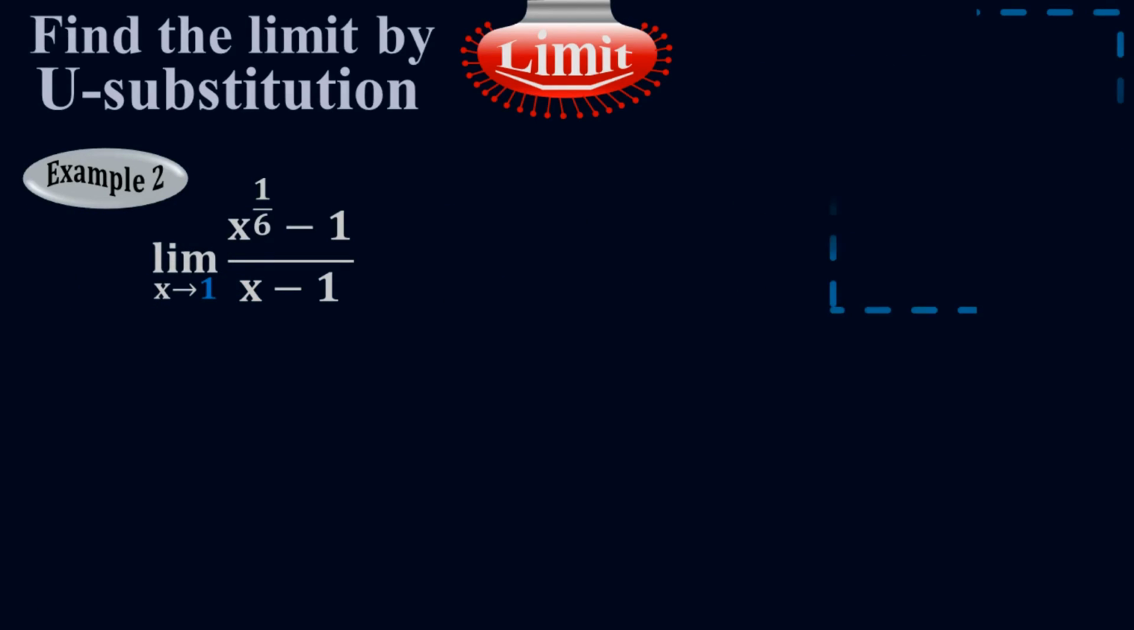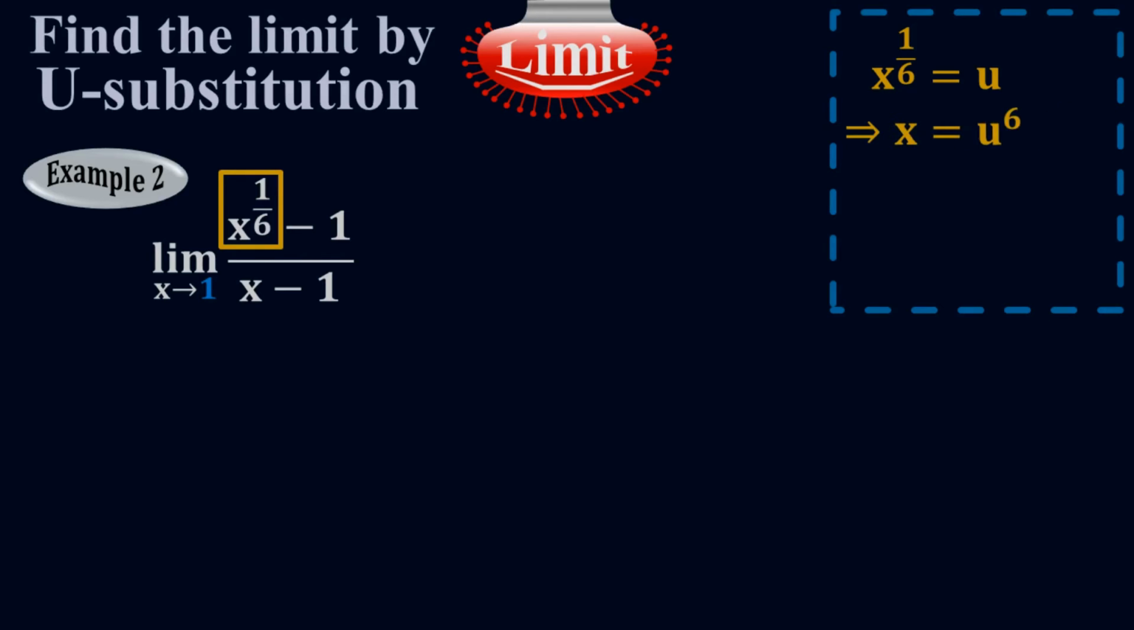In the U-substitution method, take the first term in the numerator, x to the 1 over 6, and let it equal u. Just let x to the 1 over 6 equal u. Take the power of 6 on both sides, and you will get x equals u to the 6. Again, when you look at the limit where x approaches 1, it means x equals 1. If x equals 1, then this term will be equal to 1. So u approaches 1 here. u approaches 1, not x approaches 1.